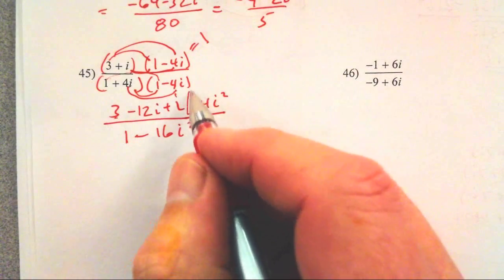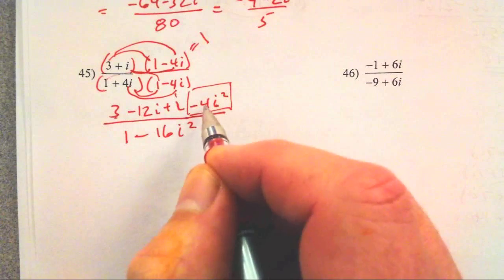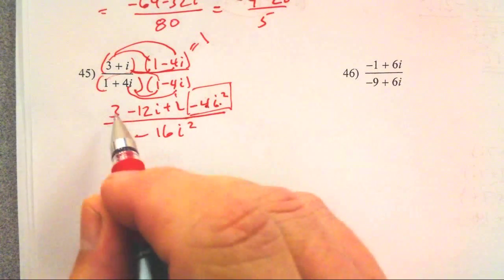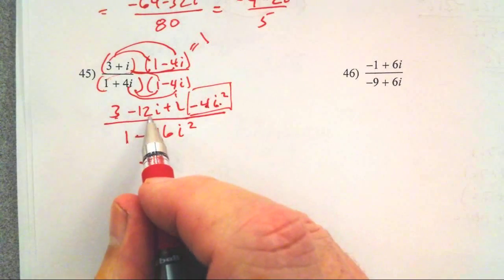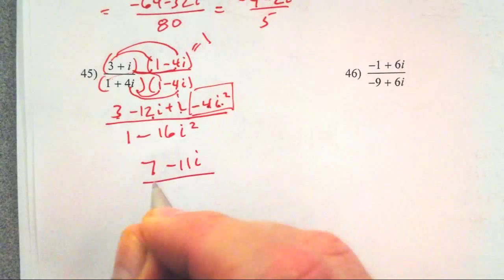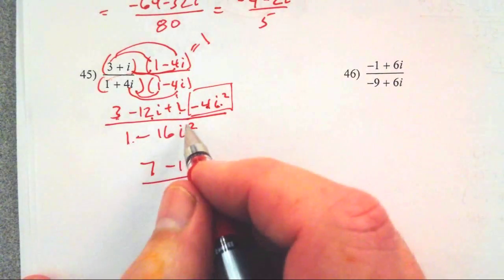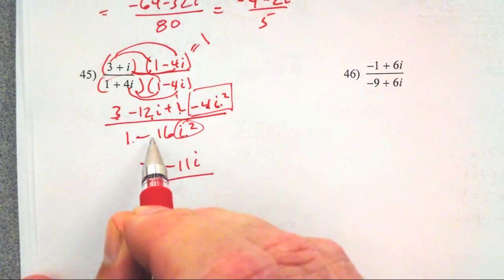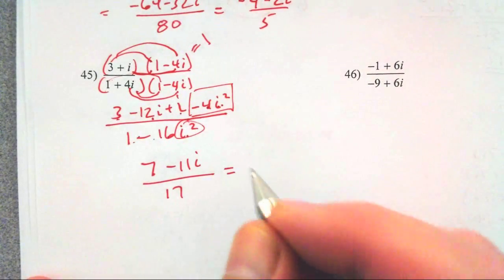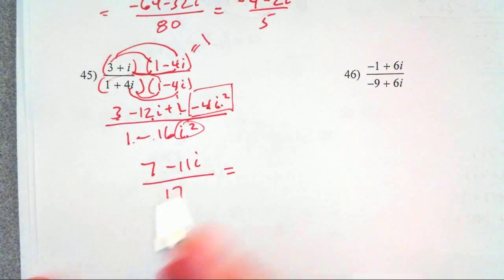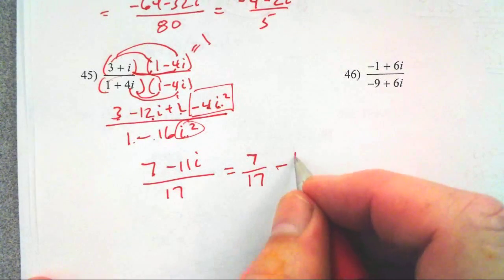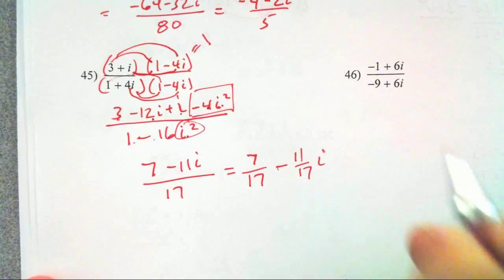Let's see, real portions. Can we follow this? i squared is -1 times -4 is positive 4, plus 3, 7. I've got -12i's plus an i, so -11i's. In the denominator, i squared is -1 times negative 16, plus 16... 17. Final answer, this is good. Better is to get the real portion, 7/17, separated from the imaginary portion, 11/17 i.